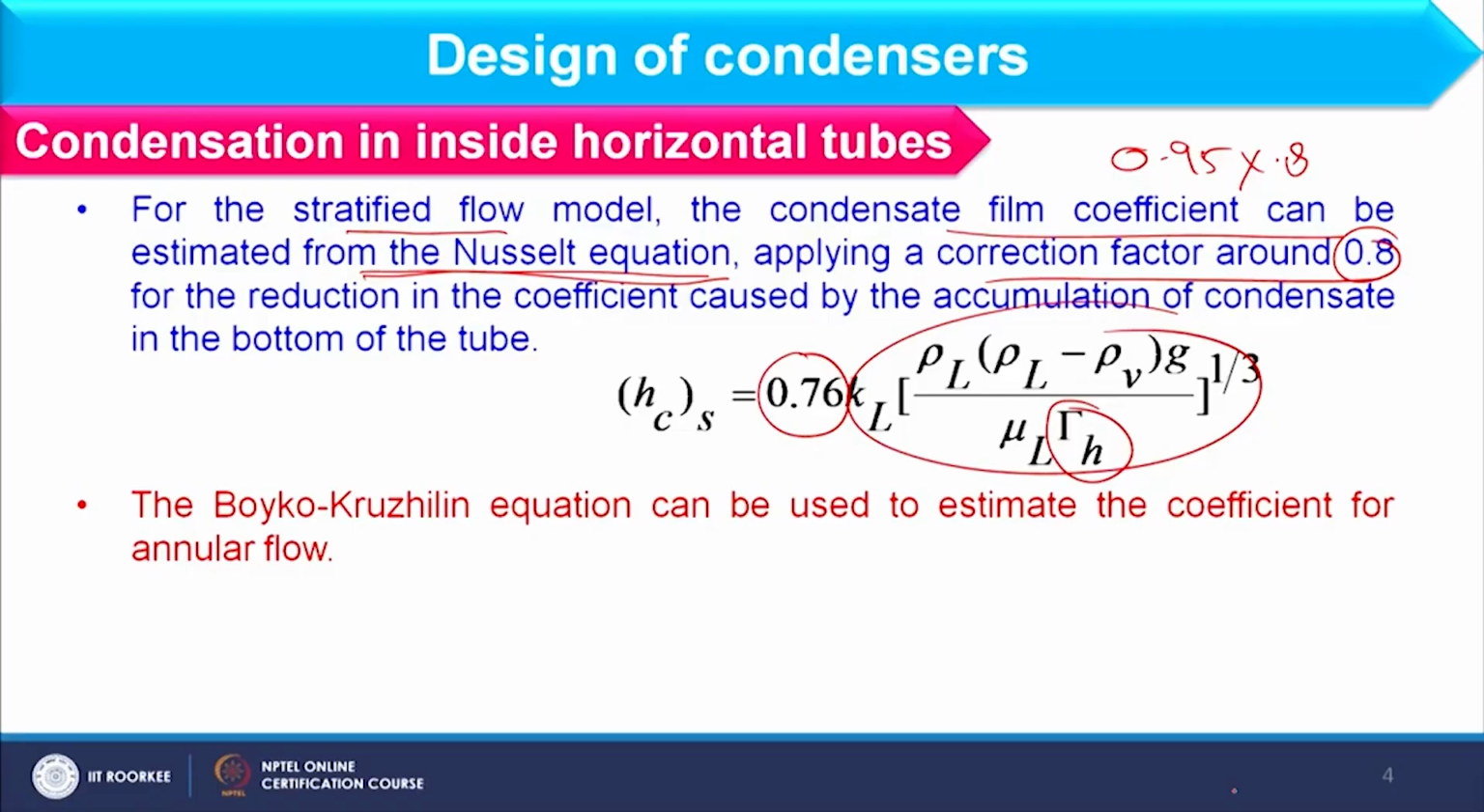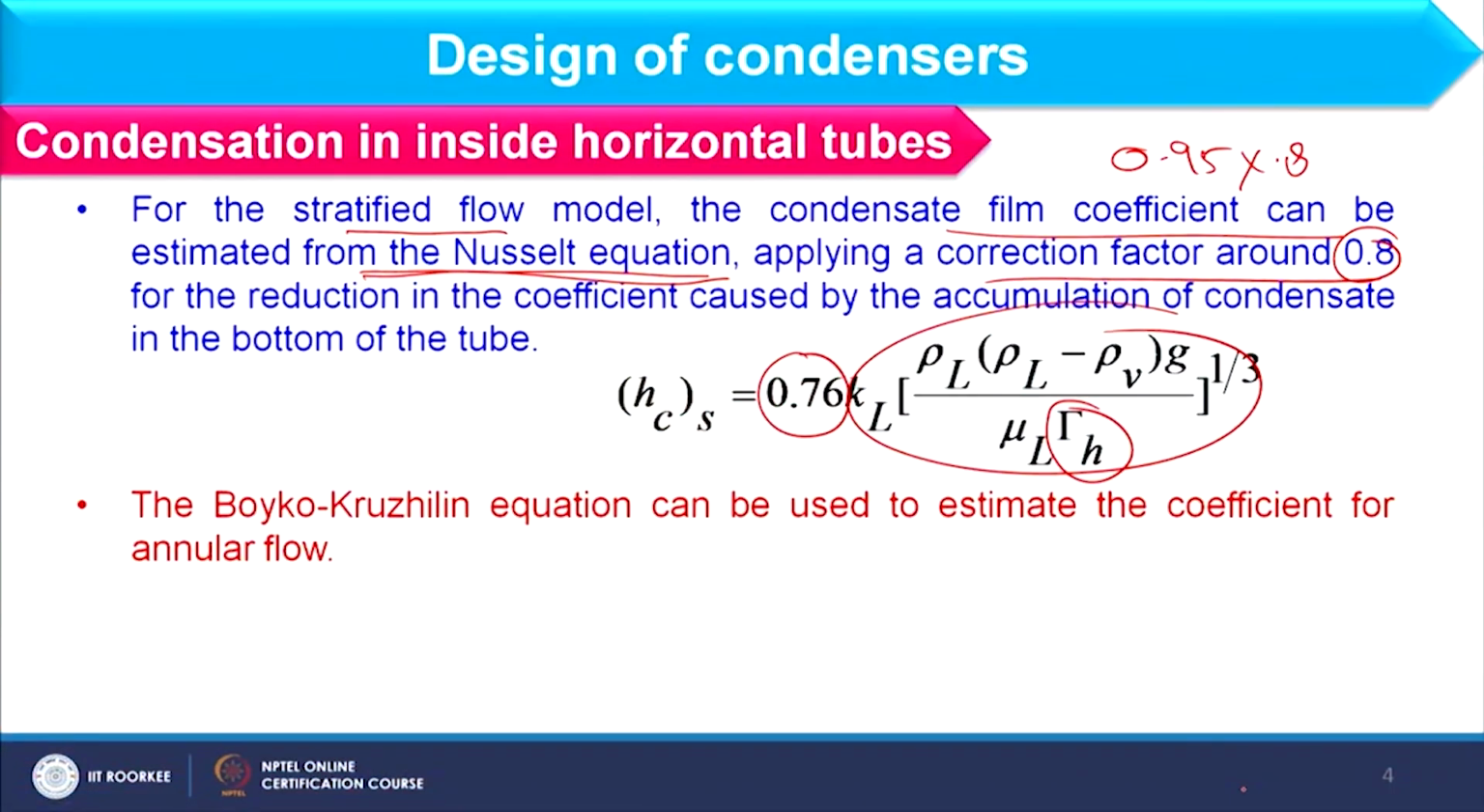Okay. And further, if I am focusing on annular flow, in that case you should consider the Boyko-Kruzhilin correlation, which we discussed in the last lecture. That correlation can be used here also. So, here I have stratified flow as well as annular flow, so you have to find out the heat transfer coefficient using both models, and you should choose the higher value of heat transfer coefficient as the final value when condensation is occurring inside the horizontal tube. I hope this procedure is clear to you.